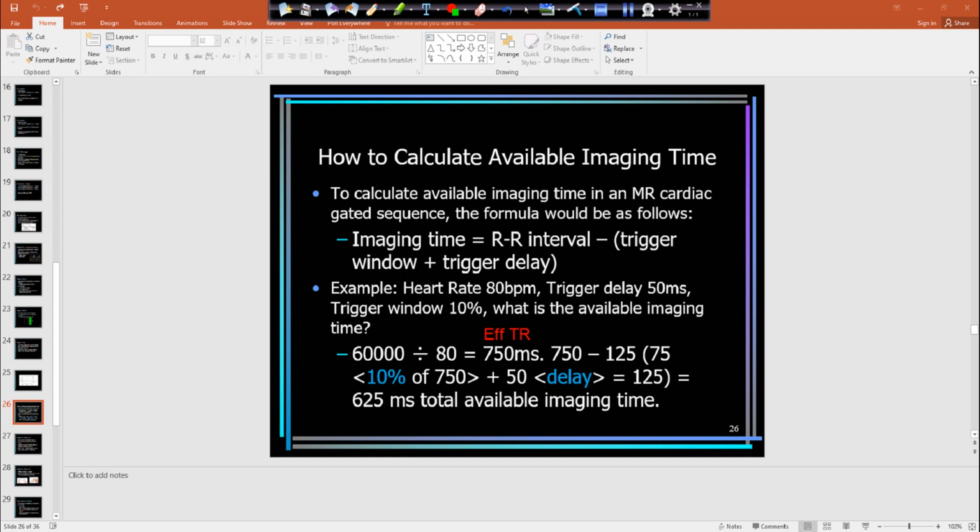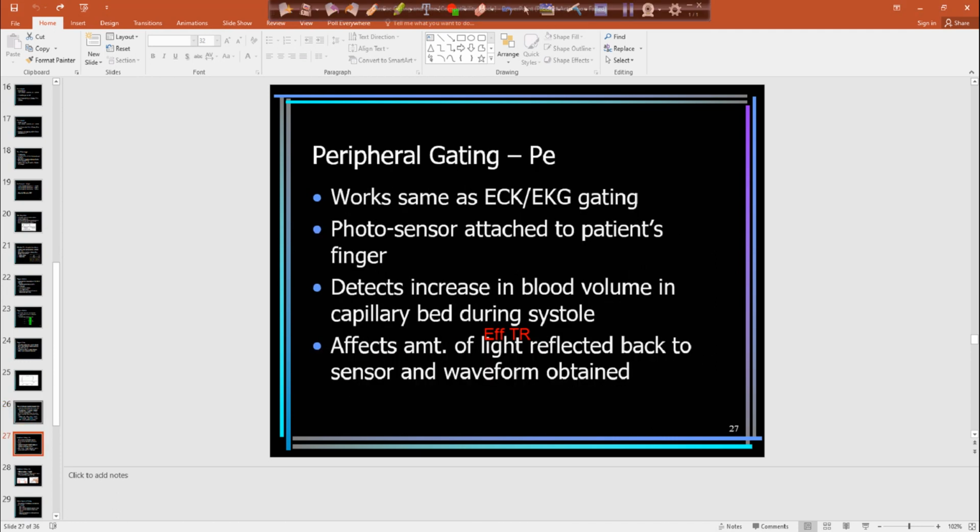We'll have a couple of those so that you guys can practice. All right, and then we also have our peripheral gating. Our peripheral gating works the same as our EKG. It's just not as sensitive, and it really doesn't work as well.